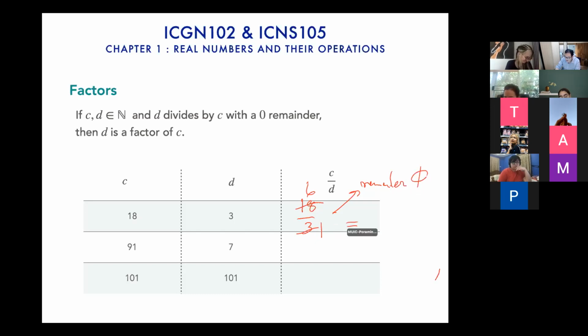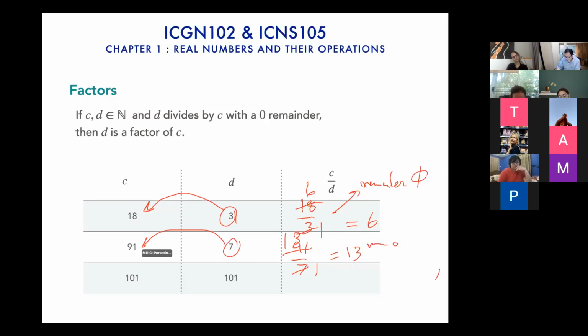In this one you can see that c is divisible by d, then we can say that 3 is a factor of 18. Another example, if we try to divide 91 by 7 like this, you get 13 as a result with 0 remainder. The remainder is 0 as well, so 7 is a factor of 91.